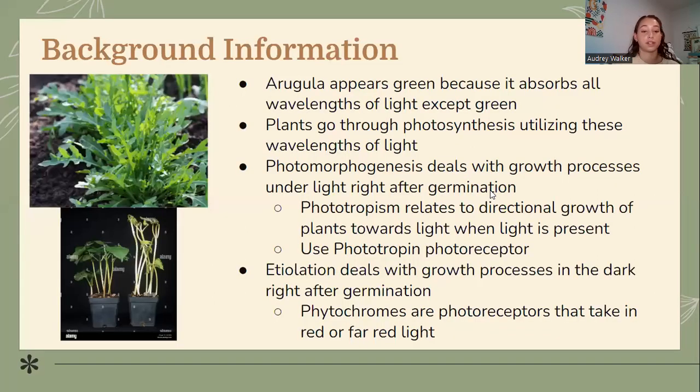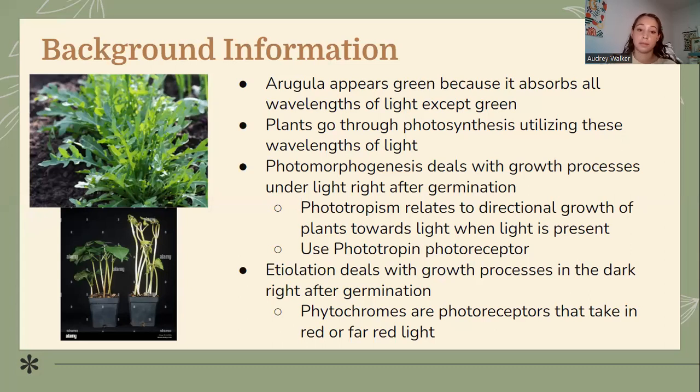into our experiment. The first being that arugula, like most plants, appears green because it absorbs all wavelengths of light except for green. And this is because plants reflect green light. Another thing to relate to this is that plants go through photosynthesis, which allows plants to utilize these wavelengths of light via their chloroplasts and produce sugars, which can aid and play a role in plant structures such as their cell walls, their leaves, etc.